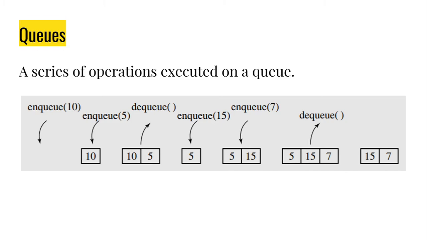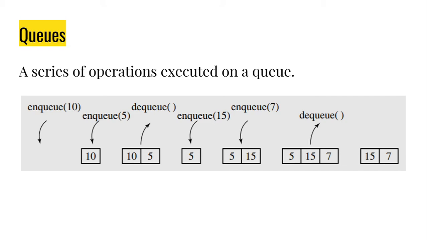Now we have another dequeue operation. When we dequeue, we remove the frontmost element. At the moment, our frontmost element is 5, so it will undergo the dequeue operation. The integer 5 is removed, so we have only the integers 15 and 7. That's how the enqueue and dequeue operations of queues work. It's very simple. It's similar to a stack.